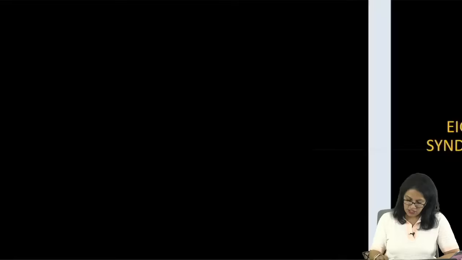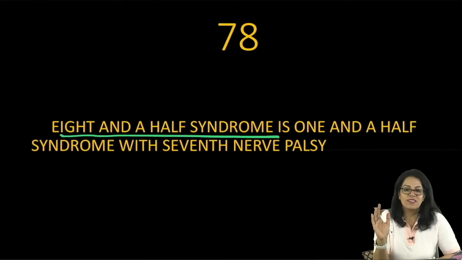Next point. 8.5 syndrome. We all know what is 1.5 syndrome, explained to you in so many sessions. So we all know one-sided PPRF as well as same side MLF gone. One side PPRF, which is the horizontal gaze center, and MLF gone is 1.5 syndrome, where on one side both adduction and abduction will go, on the other side only adduction. So if you're confused, let us quickly revise.